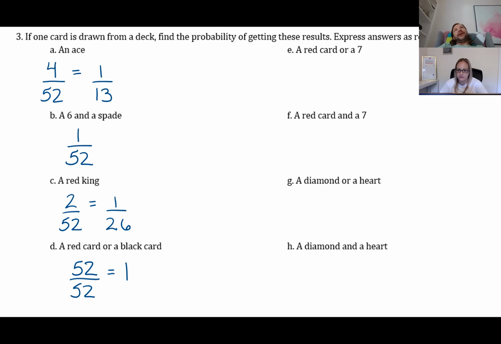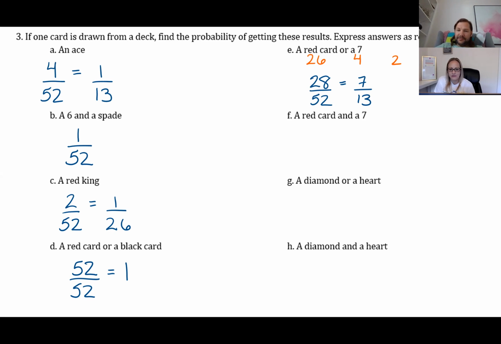Okay, so E says a red card or a 7. So how many red cards are there? There are 26 red cards. And there are 4 7s, but there's some overlap there, right? 2 of those 7s are red. So what we want to do is add up the 26 plus the 4, but we need to subtract the overlaps. That's 30 minus 2 gives you 28 over 52, or 7 over 13 for the probability of picking a red or a 7.